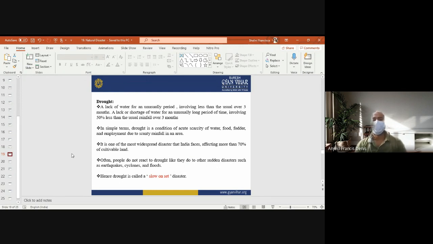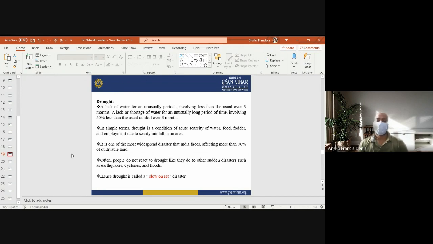Next one is drought. Drought is a lack or shortage of water for an unusually long period of time, involving 50% less than the usual rainfall over 3 months. We all might have observed the situation of drought. In simple terms, drought is a condition of acute scarcity of water, food, fodder, and employment due to scanty rainfall in an area. It is one of the most widespread disasters that India faces.